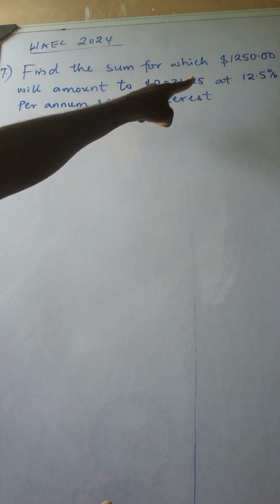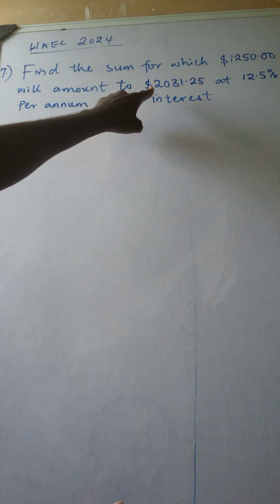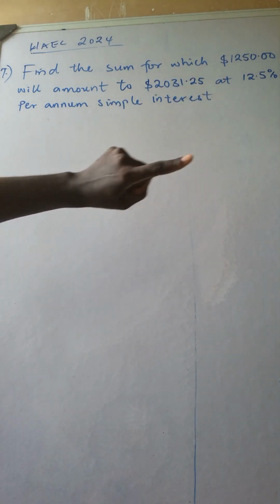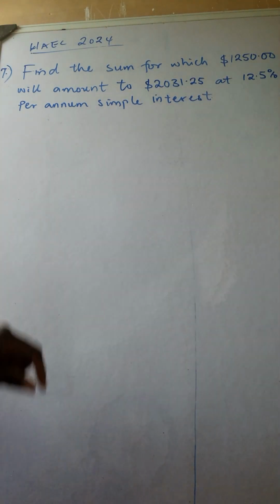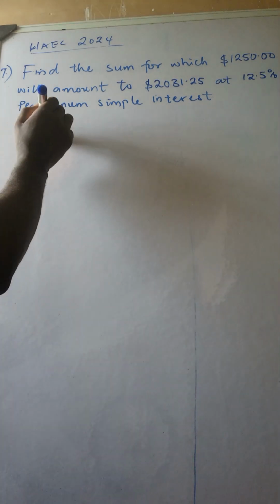Find the sum for which $1,250 will amount to $2,031.25 at 12.5% per annum simple interest. This is a bit of a tricky question because most people are going to start solving directly using the formula for simple interest. So first of all, solution.